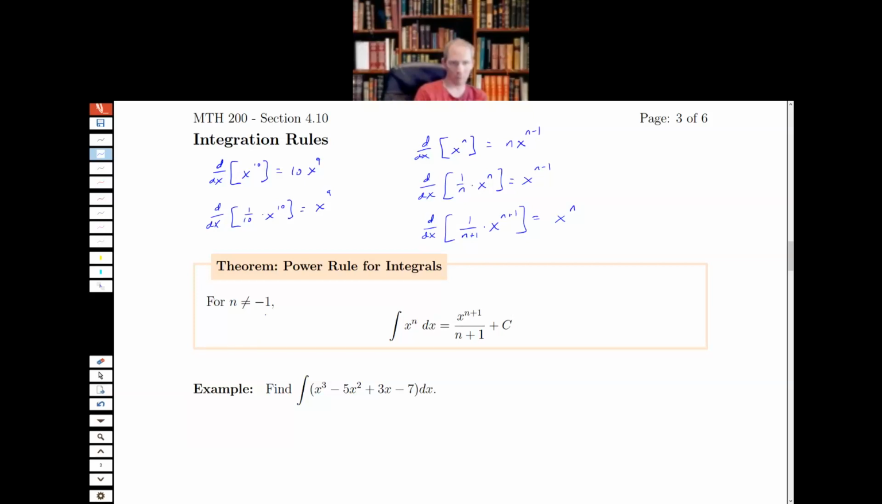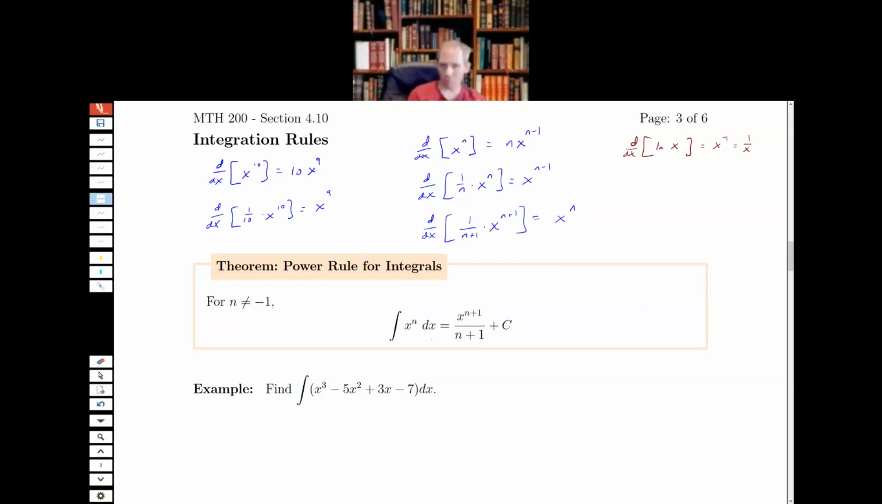But this does not work when n is negative 1, because I can look at this and say, well, I would get a divide by 0. But there's nothing I can take a derivative of... well, here, let's look at this another way. If I wanted to end up with, after taking a derivative, x to the negative 1, take the derivative of something and end up with x to the negative 1. Remember, x to the negative 1 is 1 over x. And I can say, well, I know something whose derivative I can find that will give me a 1 over x, right? That's natural log of x.